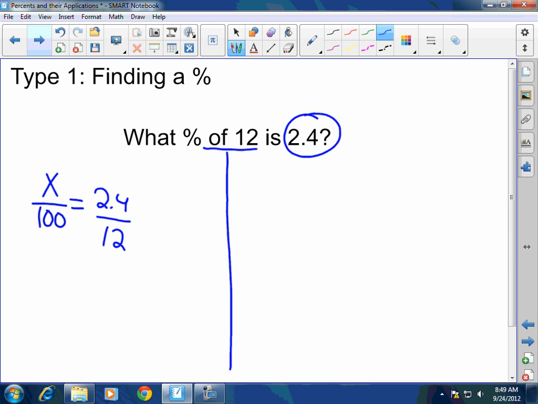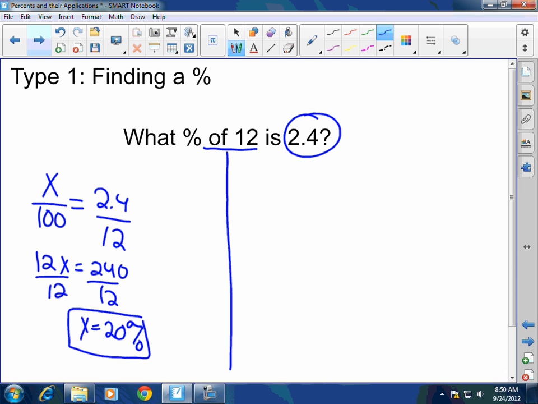So you just cross multiply, and I got 12x equals 240, divided by 12. So x would equal 20%, because we were looking for a percent. Make sense? Now, let's do it the equation way. X percent. You could go like that, but then at the end of all of this work, you got to remember, oh, wow, I got to change it to percent. So I found that to be a little bit of a trouble for my students. So what percent of 12 is 2.4? Pretty simple that way too.